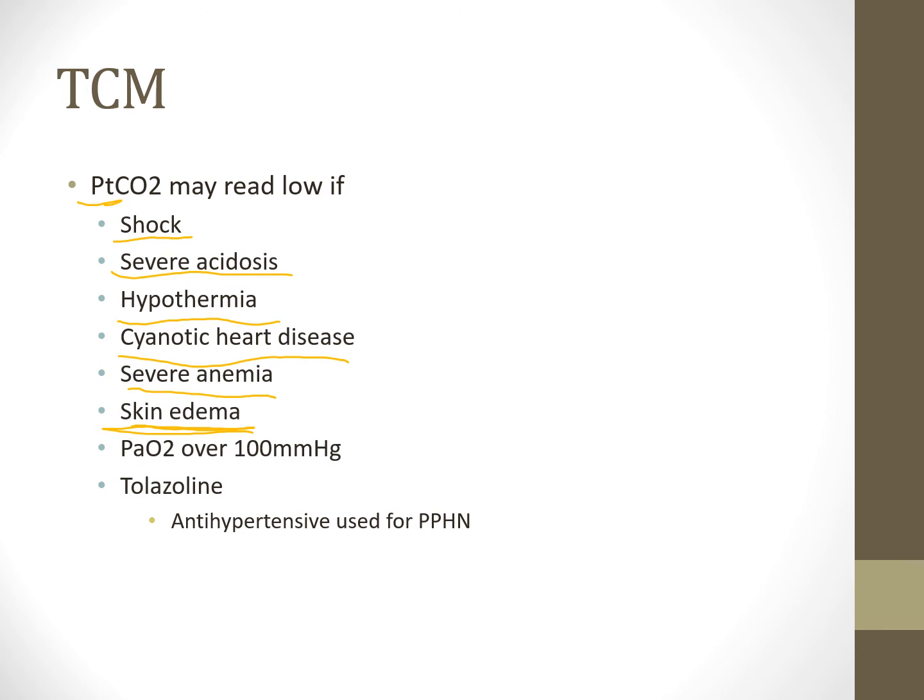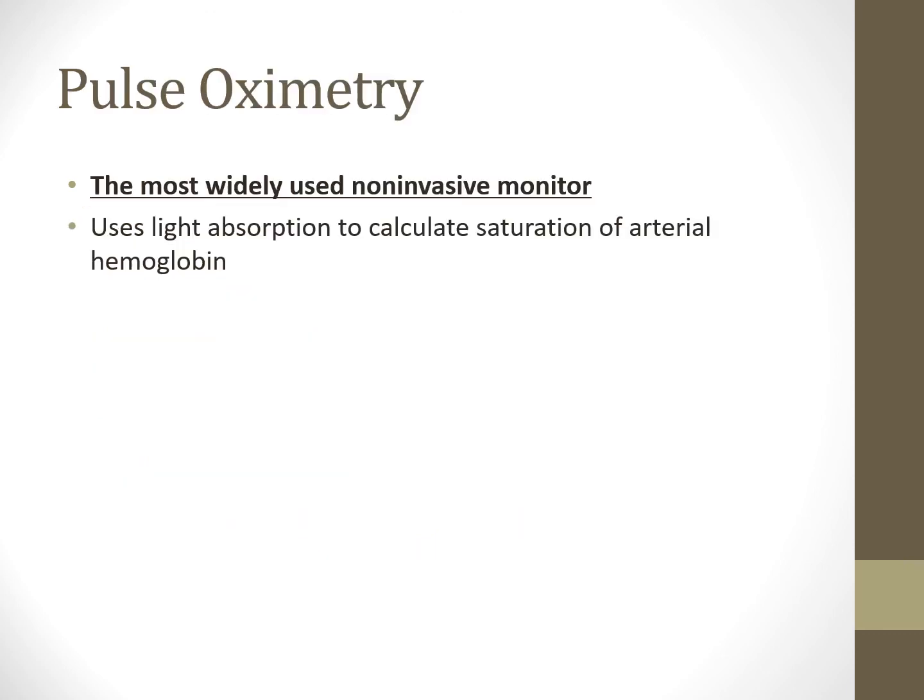If our PO2 is over 100, holy cow, that's very high, so it's going to read low because there's a big difference. Or if they were given an antihypertensive for pulmonary hypertension, it's going to vasodilate, so we're not going to get a good sample. So anything that affects perfusion, other than that PO2, is going to be what will cause it to read low.